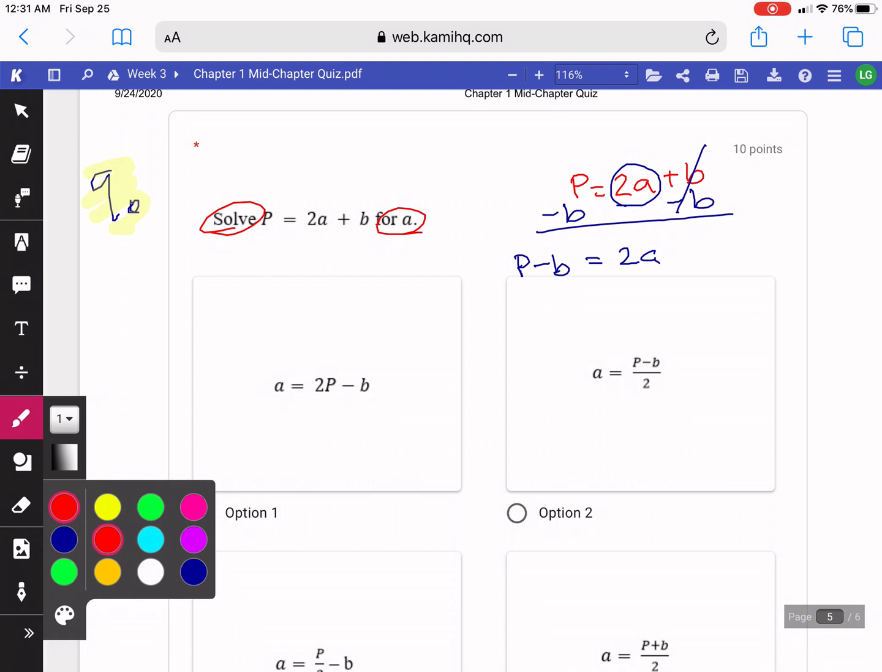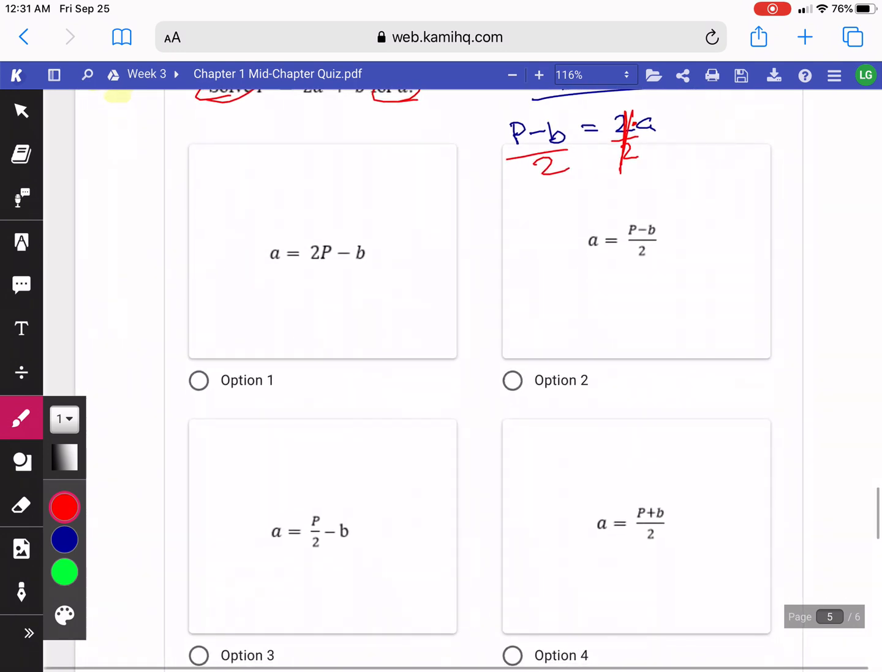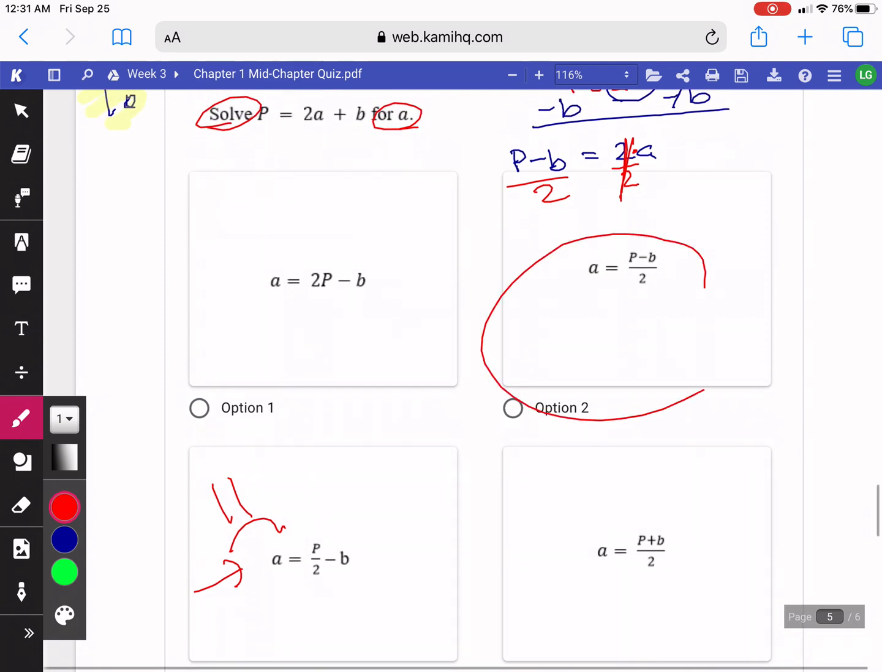Now in the next step, to undo multiplying 2, we would divide 2. So now A is by itself. So it equals P minus B over 2. A lot of you on this one put this answer, which was incorrect. So what some of you did is you only divided the P by 2. So you might have divided 2 on your first step instead of on your last step where everything gets divided by 2. So the answer was this one right here.